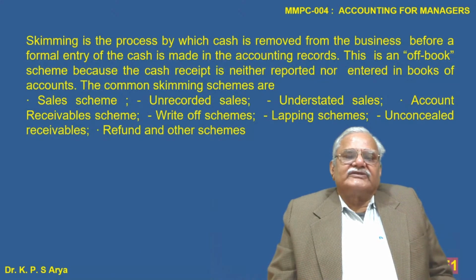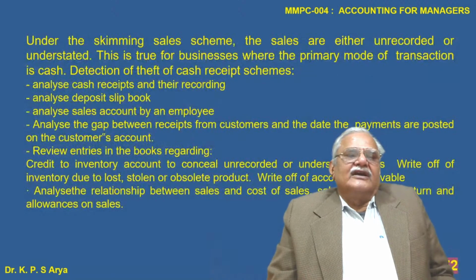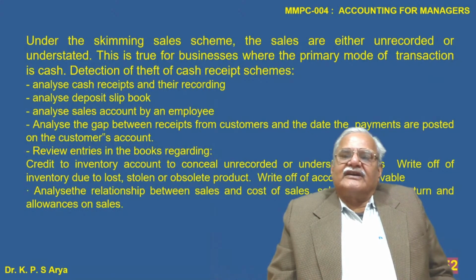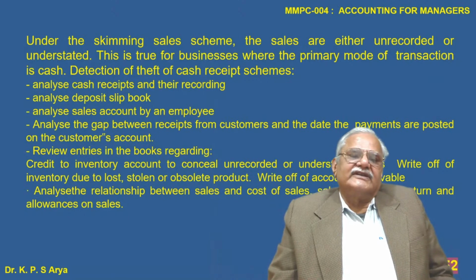Skimming is the process by which cash is removed from the business before a formal entry of the cash is made in the accounting record. This is an off-book scheme because the cash receipt is neither reported nor entered in the books of account. The common skimming schemes are sales scheme, unrecorded sales, understated sales, accounts receivable scheme, write-off scheme, lapping scheme, and uncollected receivables, refunds, and other schemes. Under the skimming sales scheme, the sales are either unrecorded or understated. This is true for businesses where the primary mode of transaction is cash.